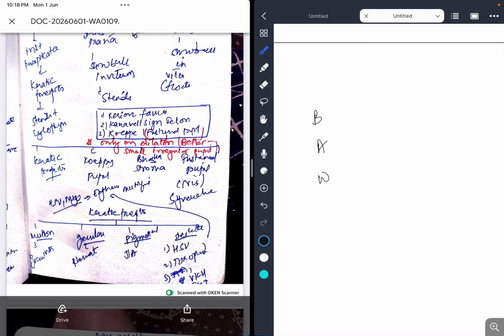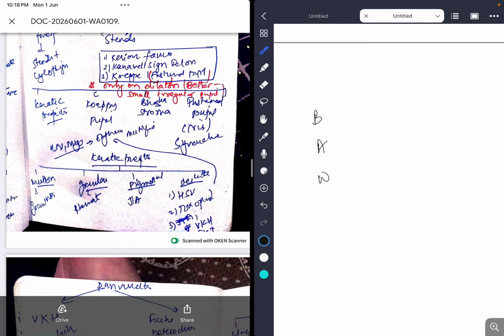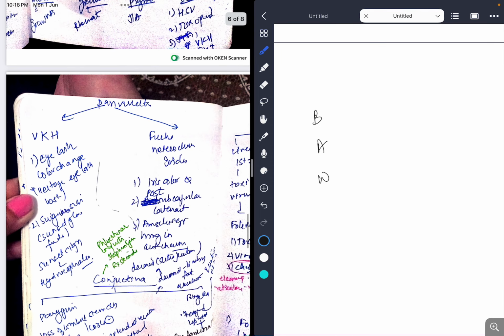Okay, now types of keratic precipitates. How I remembered this was MGPS. Mutton fat you see in granulomatous conditions. Granular you see in rheumatological conditions. Pigmented is in juvenile idiopathic arthritis. I already told you that RA results in scleritis, whereas JIA is the arthritis which results in uveitis. And stellate, always asked, is seen in rheumatoid, also HSV, toxoplasma, VKH.